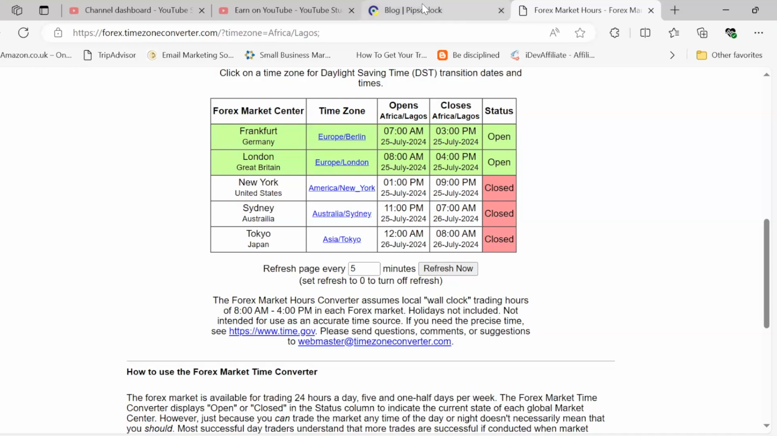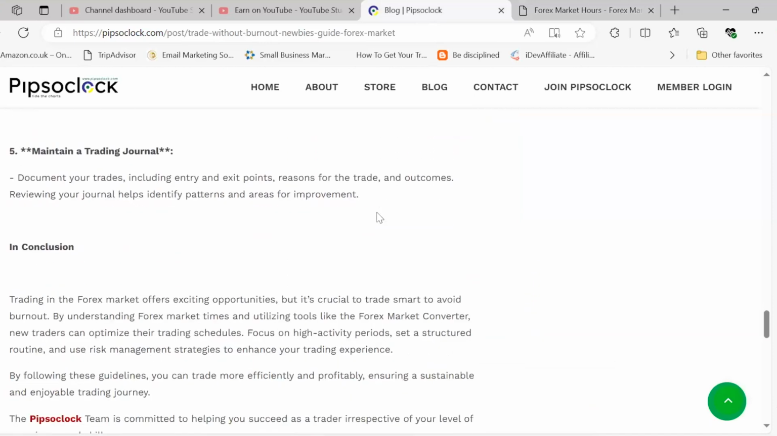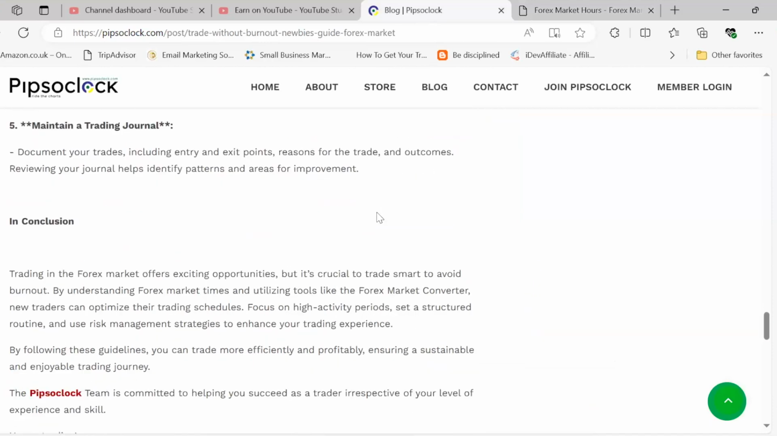In conclusion, trading in the Forex market offers exciting opportunities, but it's crucial to trade smart to avoid burnout. By understanding Forex Market Times and utilizing tools like the Forex Market Converter that I just showed you, a trader can optimize their trading schedules.